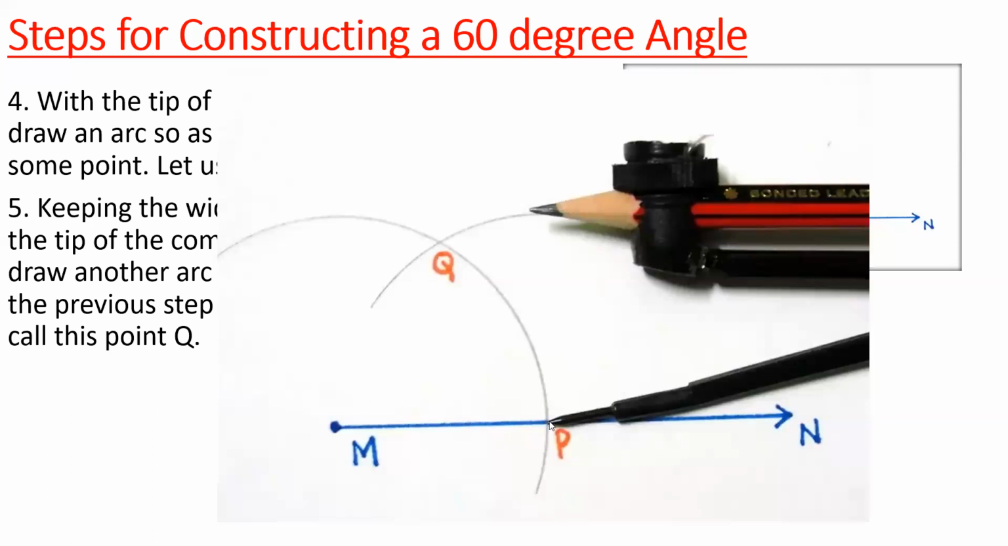Then you're going to come to the point P, the same point P where the ray intersected with this arc. Keep the width unchanged. You're going to come right here and draw an arc. This arc is going to intersect the first arc, and we call this point Q where it intersects that arc. So the first thing you do is draw a first arc, then draw another arc, and this arc is going to cut the first arc.